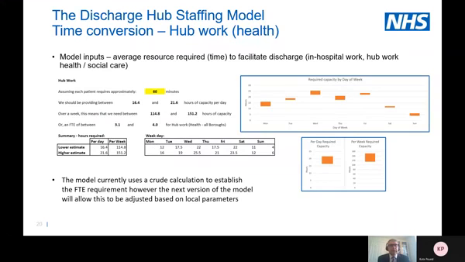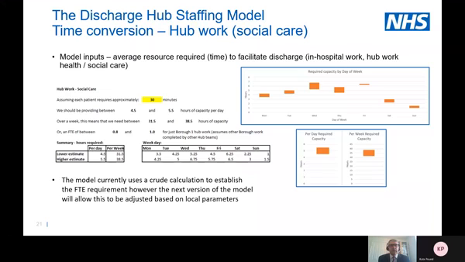This slide displayed now shows the model inputs for the hub work for health. It's a similar view and similar methodology as for the in-reach element of the service, but a different assumption for the time required for dealing with each of the patient referrals. You will also note that there is much more variation in the required capacity per day and a significantly reduced requirement at a weekend and particularly on a Sunday.